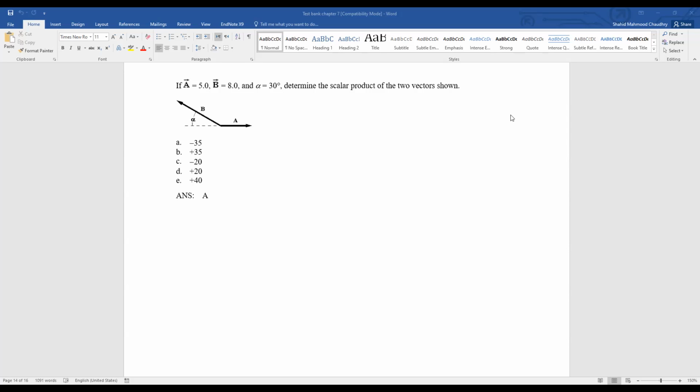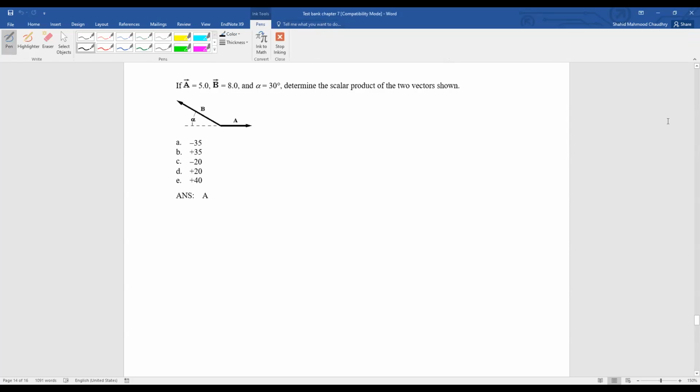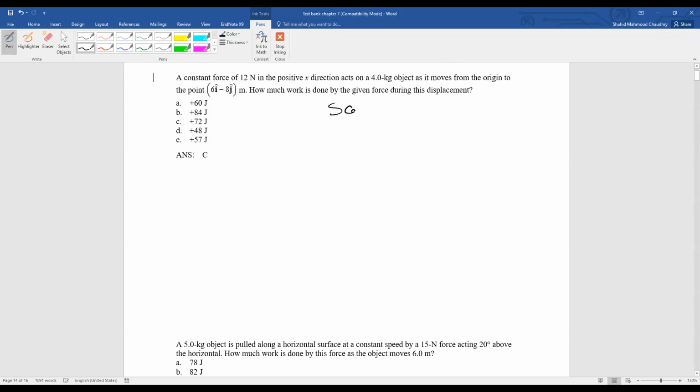So last time we were studying chapter number 7, and in this chapter we solved some problems about the work done and the work kinetic energy theorem. We only left the problems of this scalar product.